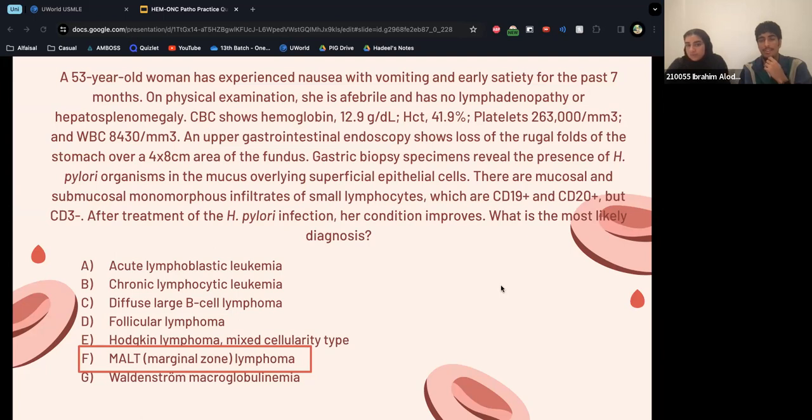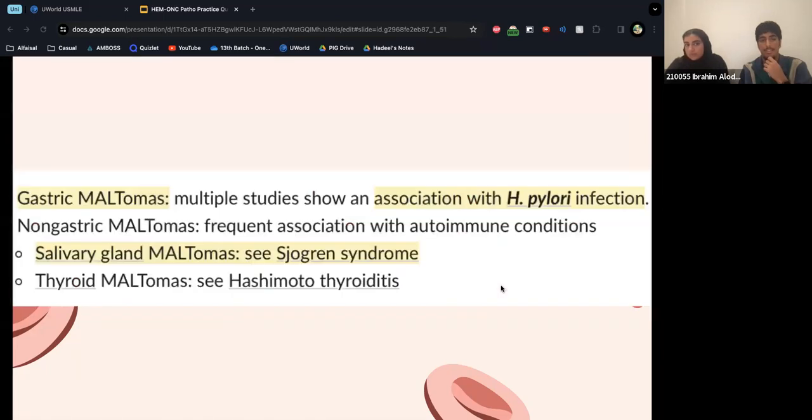Okay. All right. So I took this directly off of AMBOSS. So that's all you need to know. Literally, it's associated with H. pylori, but you guys know.